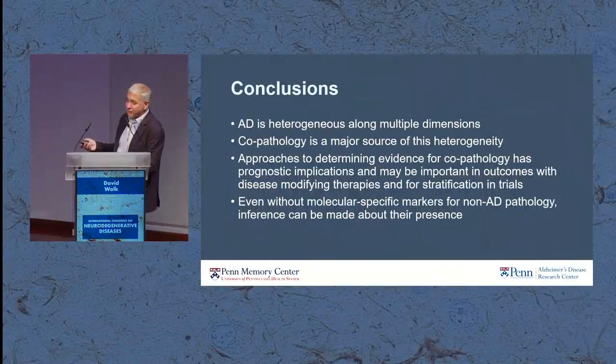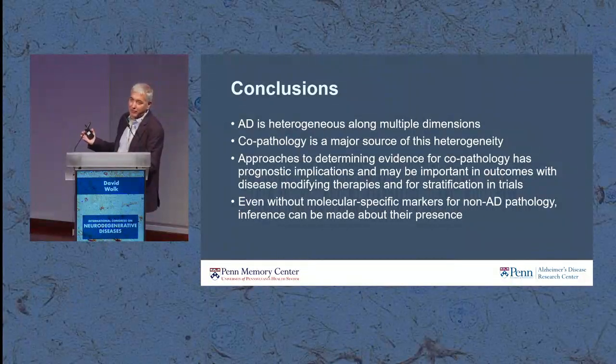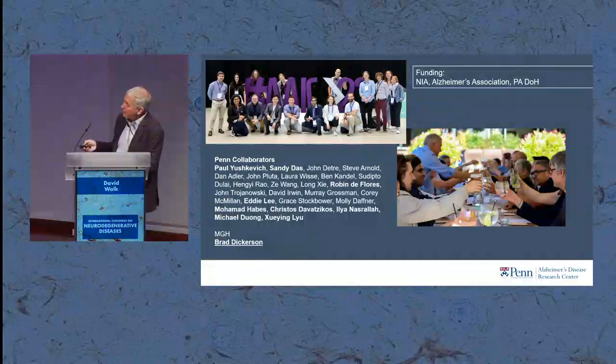So just to conclude, Alzheimer's disease is heterogeneous, and co-pathologies are a major source of that heterogeneity, and better defining more vulnerable or resilient individuals matters. I think we're in a therapeutic age right now, and we need to start to designate those patients and start to study what are the signs that suggest someone's going to do better or worse with these medicines.